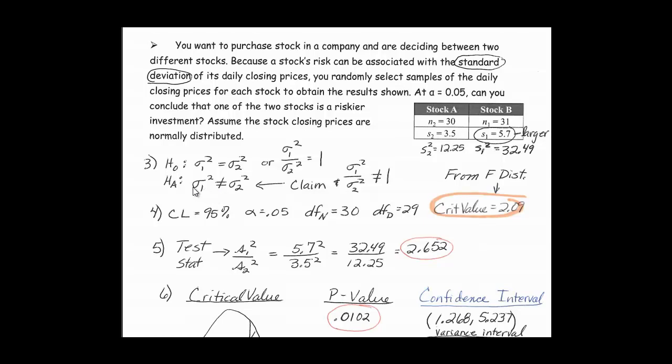So we're going to say that the variances are not equal to each other. That's where our claim is. If they are not equal to each other, we know that the ratio is not equal to 1. The confidence level was 95. Our alpha was 5%.